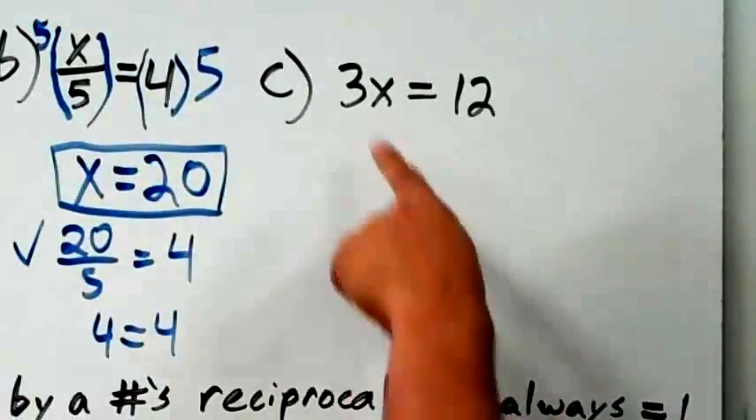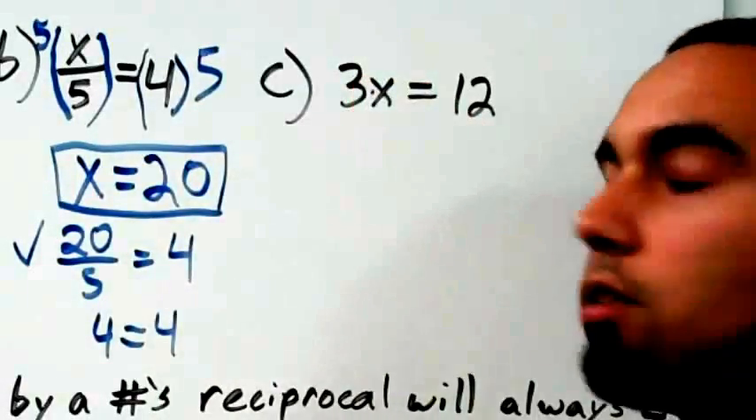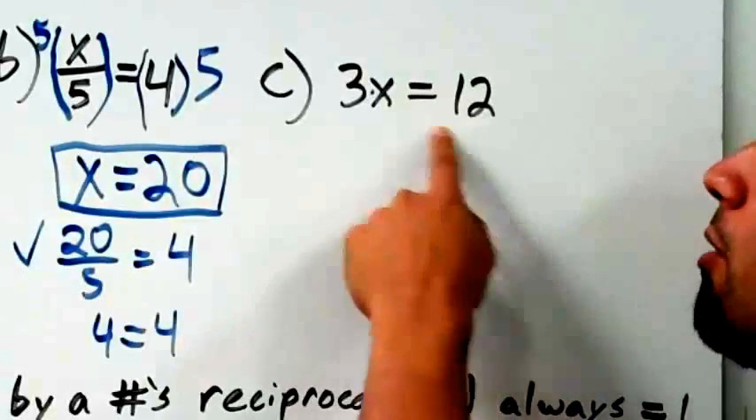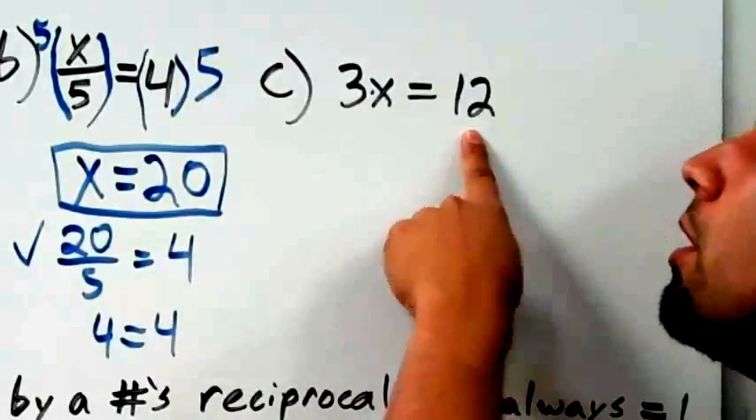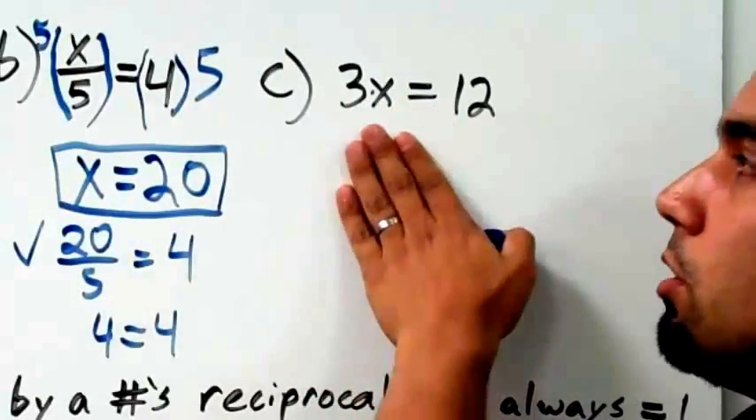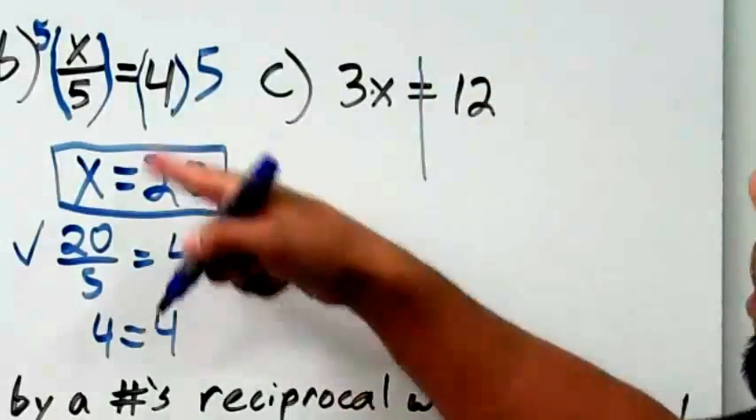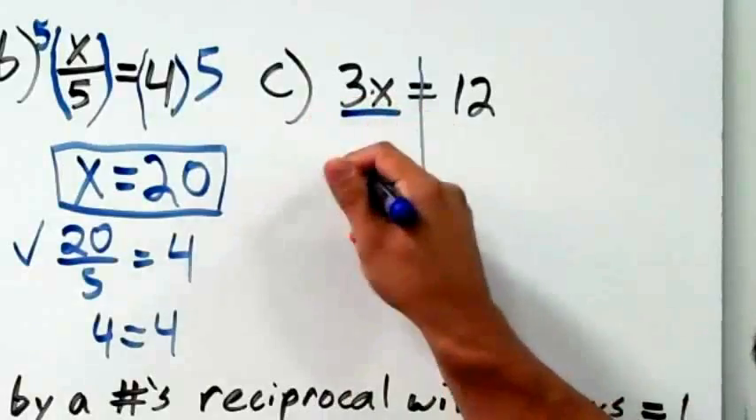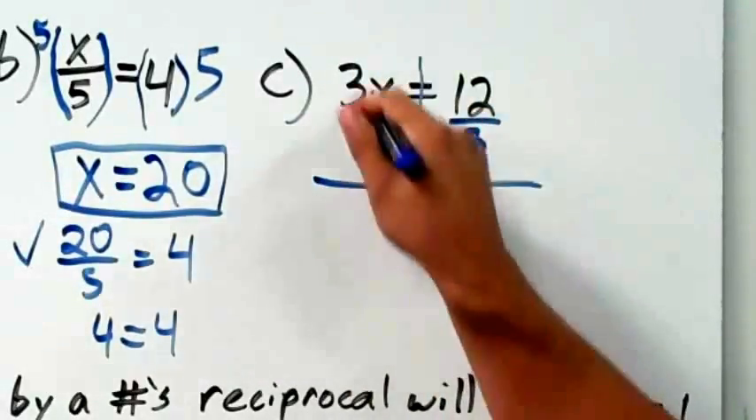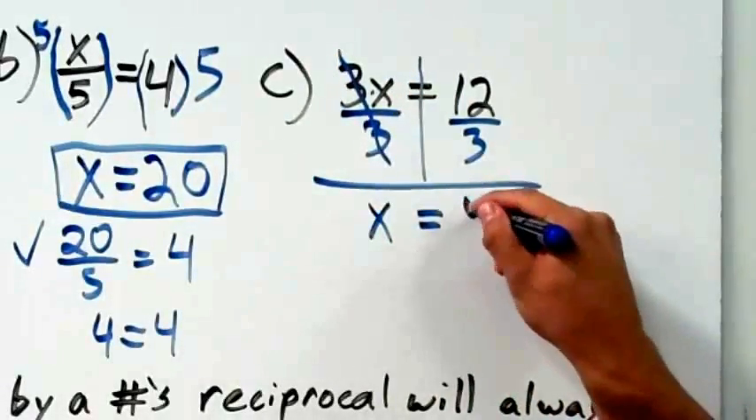And we have C. 3 times x, remember whenever there's a number in front of our variable, that means multiplication, equals 12. Well, we can kind of do that in our head, can't we? 3 times some number equals 12. We should know that the answer is 4, but we want to get used to doing the algebra way. And again, the algebra way is, I forgot to do it on B, but you want to draw a line, and we're going to do the opposite of multiplication. We're going to divide. Those cancel each other out, and I get x equals 12 divided by 3 is 4.